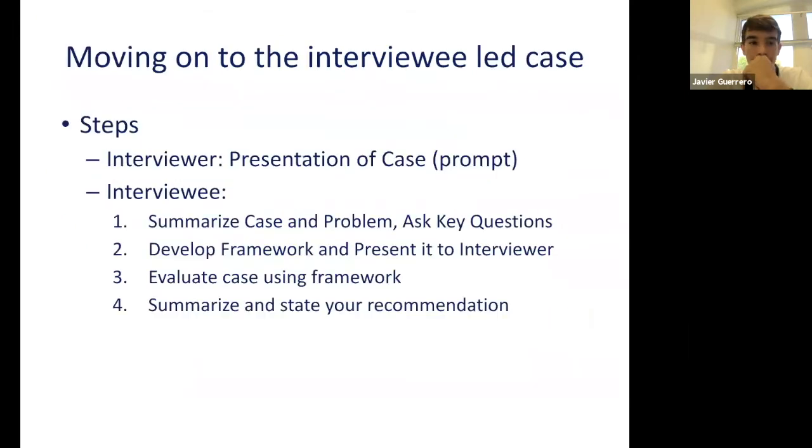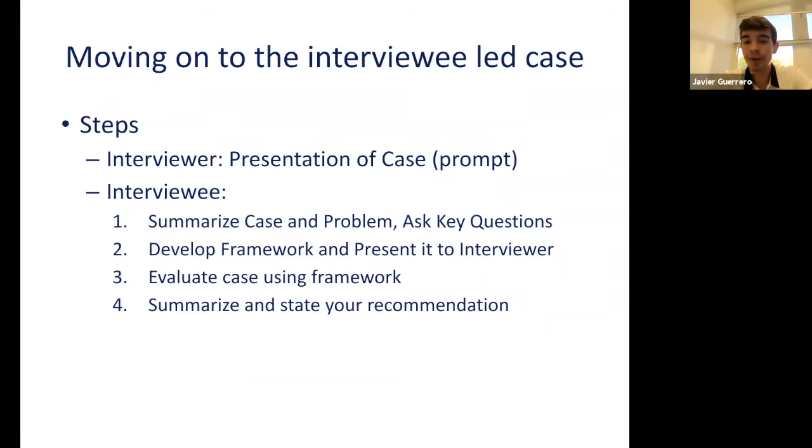Awesome. Let's jump to the next slide. Moving on to the next example, which is the interviewee-led case. This is a little bit more advanced, a little trickier than your market sizing case. Again, it's the same structure, just a few more steps and a little bit longer.